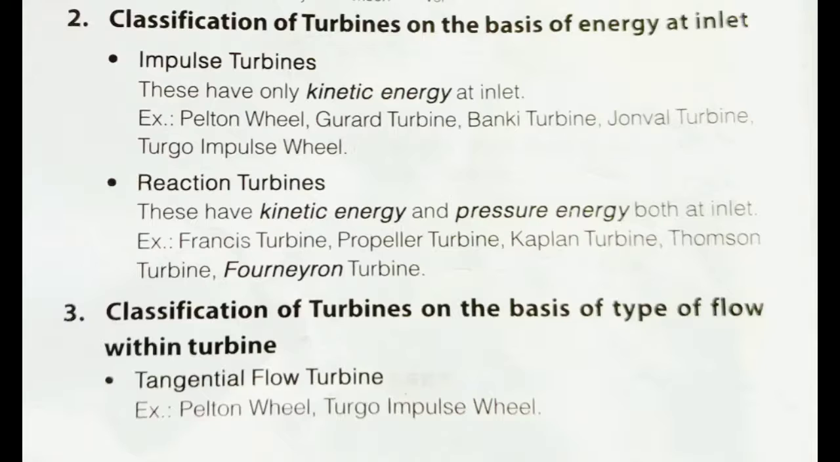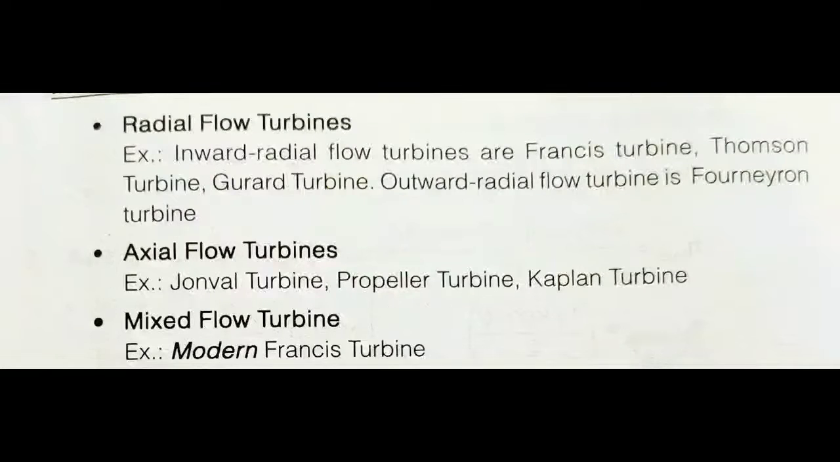Next classification is classification of turbines on the basis of the type of flow within the turbine. Tangential flow turbine, example is Pelton wheel, Turgo impulse wheel. Next is radial flow turbine, examples are Francis turbine, Thomson turbine, etc. Axial flow turbine example is mentioned here. See this. Next is mixed flow turbine. You see that turbines are classified on the basis of type of flow as tangential flow turbine, radial flow turbine, axial flow turbine, mixed flow turbine.